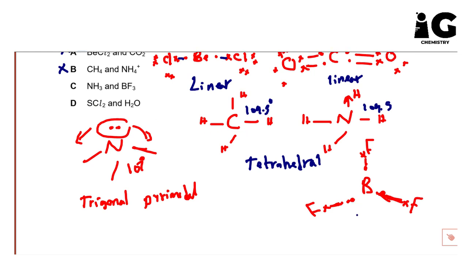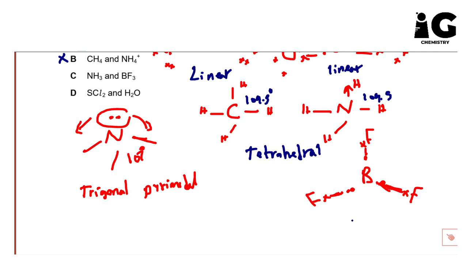It's called trigonal planar. All of them lie in the same plane, so it's called trigonal planar. And remember, P here is the central atom, and it doesn't have any lone pair. It has only, we said, 3 electrons in the outermost. So all angles will be equal.